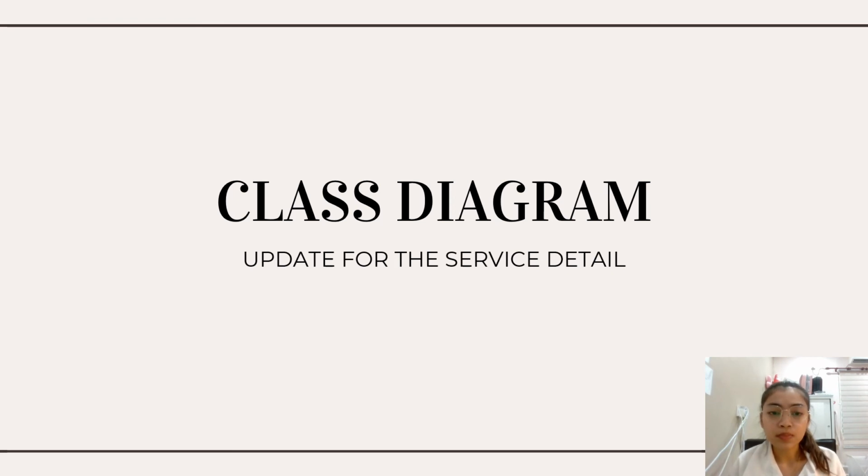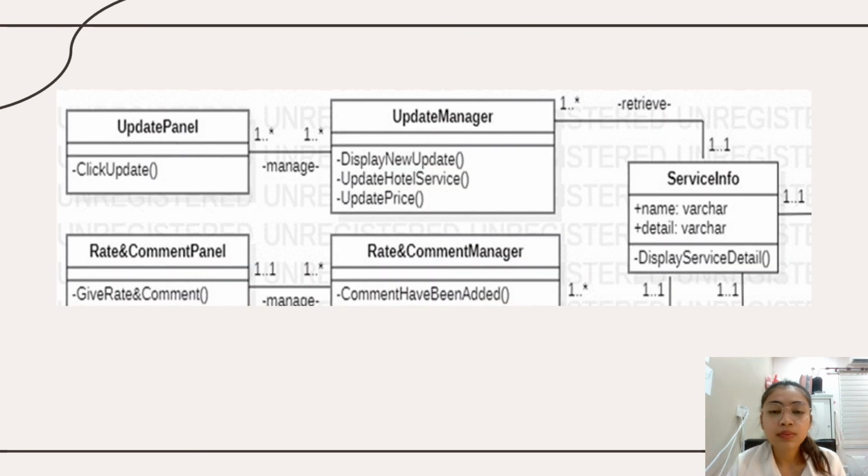Secondly, I will explain about update for the service detail. For update the service detail, the boundary is update panel with operation click update. The controller is update manager with operations display new update, update hotel service, and update price. The entity for update the detail is service info, the attributes are name and detail, and the operation is display service detail.